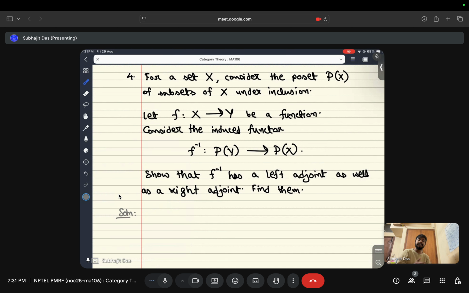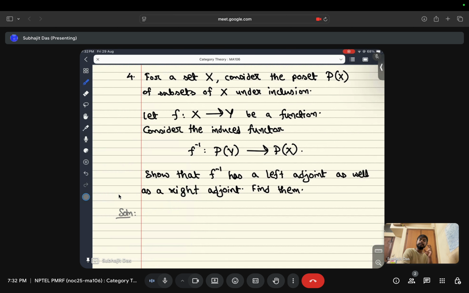So what it does is, since this is a partially ordered set considered as a category, the objects of the category are exactly the elements of the partially ordered set. So in this case for PY, the objects of your category PY are exactly subsets of Y, and there is an arrow from an object, let's say Z, to an object Z prime if Z is contained in Z prime, right? So f inverse actually does give you a functor.